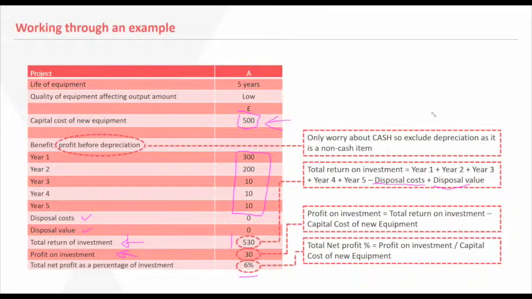And I'm just going to check. Mark has asked a question. Yes, Mark, return on investment capital is what Mark is asking. We can see that as being fairly equivalent to our total net profit as a percentage of investment, because our investment capital in this case would be the £500. And what did we make on that £500? Thanks for your question, Mark.